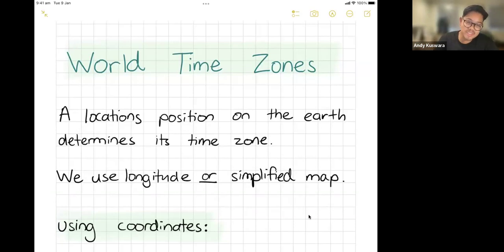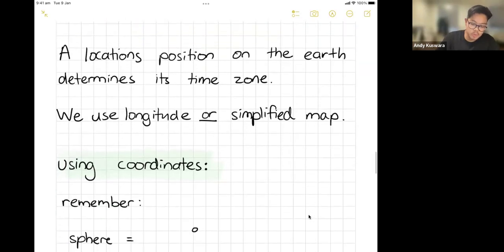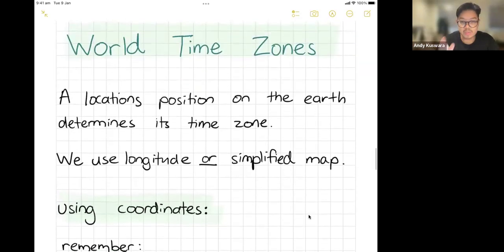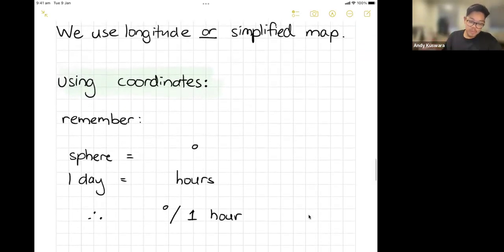So we'll give you two methods. We're either going to give you some coordinates and you have to find it that way, or we'll give you a simplified map and you can do it that way. Now, using coordinates, the reason I say we use longitude is because longitude is the one that determines the time. Your latitude doesn't really affect time too much. It's mainly your longitude.